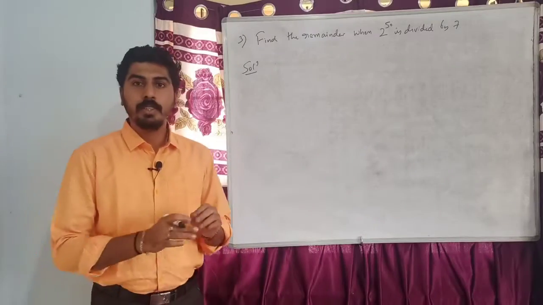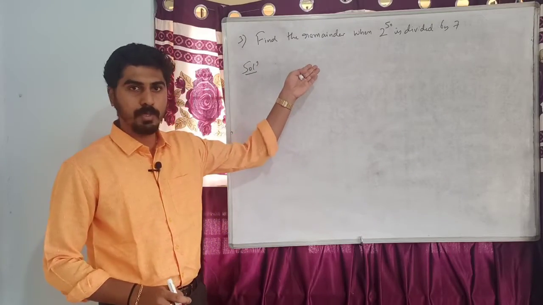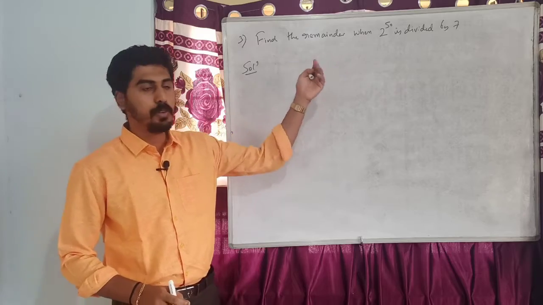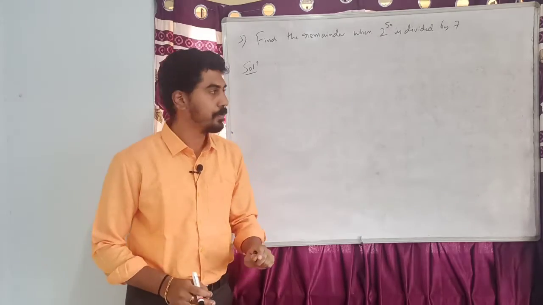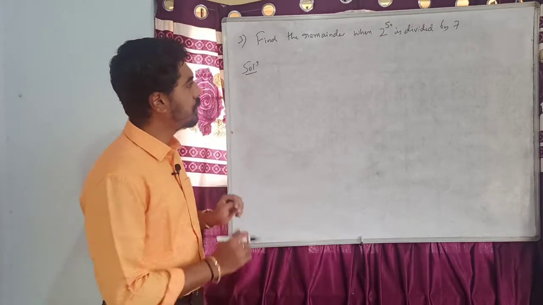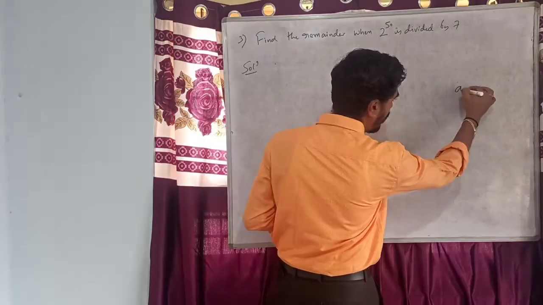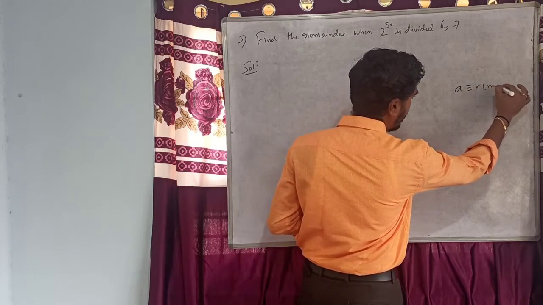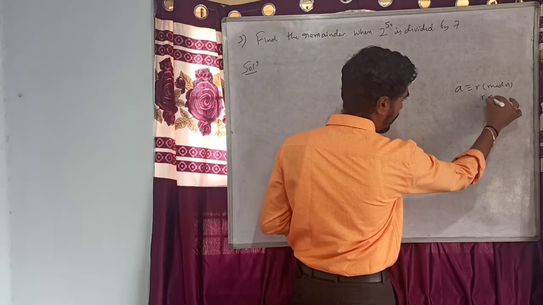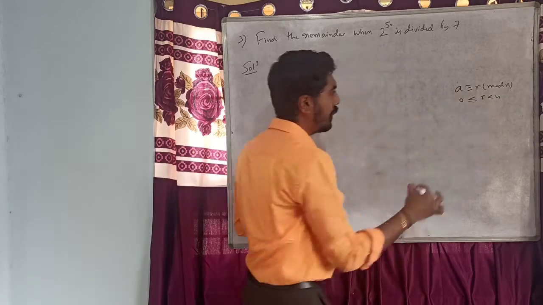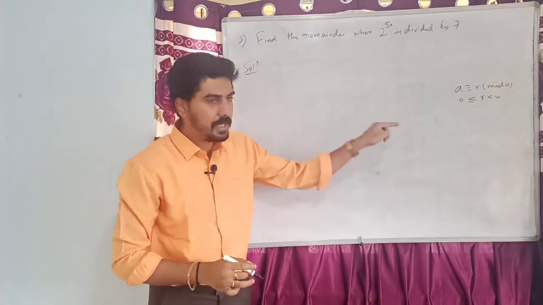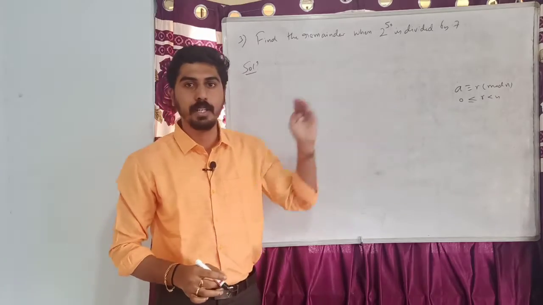Okay. Next, consider this problem. Find the remainder when 2 power 50 is divided by 7. Before solving this, we should know this. If a is congruent to r modulo n, where r is less than n and greater than or equal to 0, then r is in fact the remainder when a is divided by n.